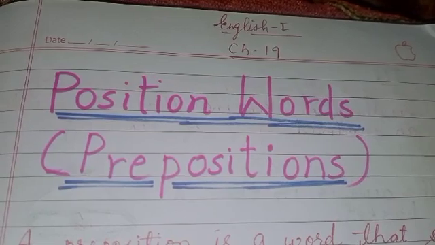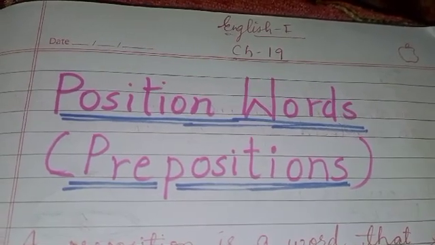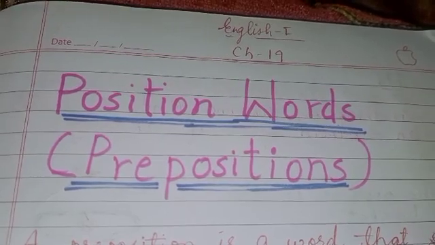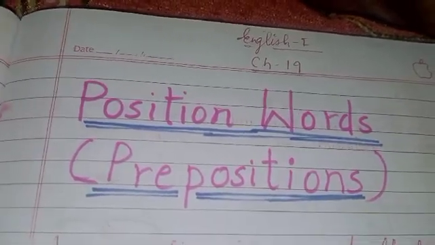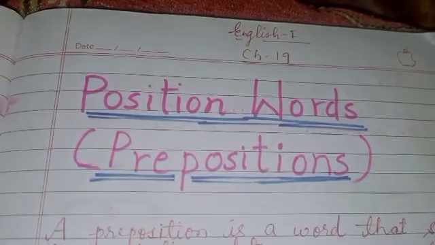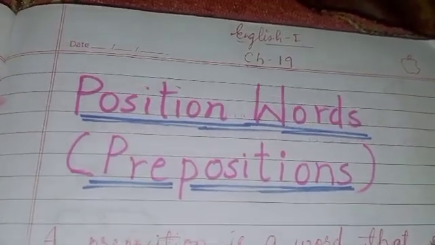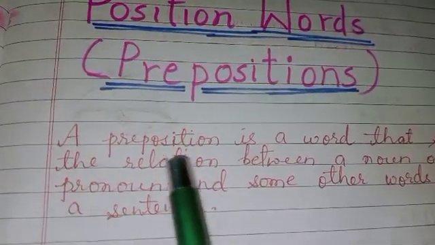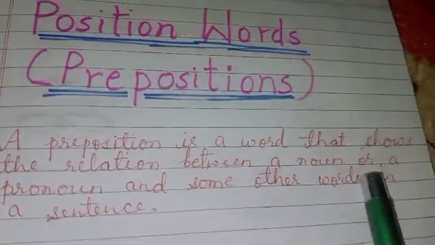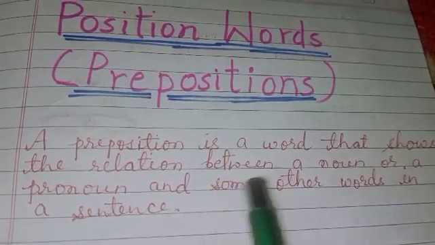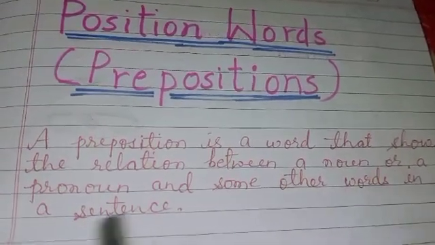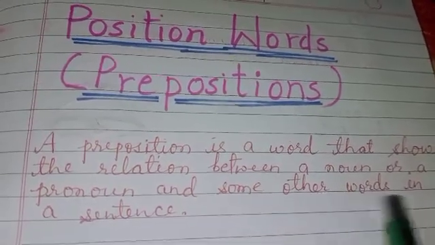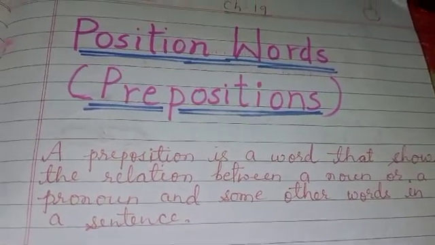Today I am going to start a new chapter in English grammar, that is chapter 19, position words, prepositions. Now the first thing is, what are prepositions? A preposition is a word that shows the relation between a noun or a pronoun and some other words in a sentence. Okay.